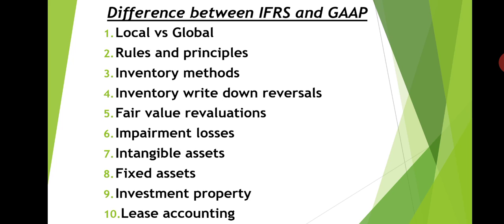So these are the 10 biggest differences between IFRS and GAAP. First one, local versus global, rules and principles, inventory methods, inventory write-down reversals, fair value revaluations, impairment losses, intangible assets, fixed assets, investment property, and lease accounting.